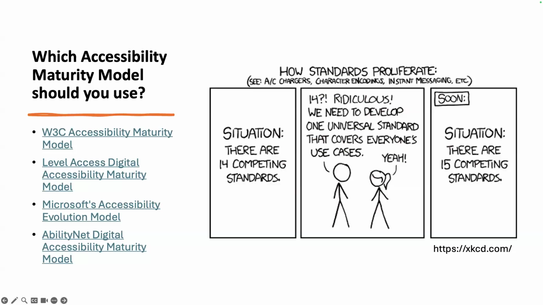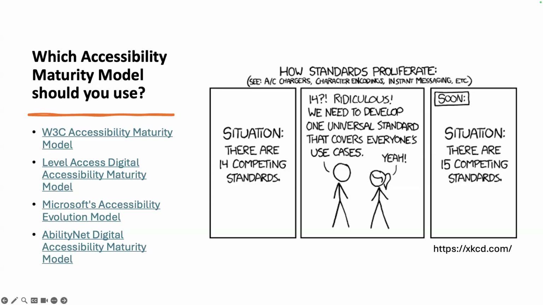So on this slide, which accessibility maturity models should we use? It's how standards proliferate. It's a comic from XKCD, and it has 3 sections. The first one says a situation: there are 14 competing standards. The next one says 14, ridiculous. We need to develop one universal standard that covers everyone's use case. Yay. And then the last one says the situation: there are now 15 competing standards.